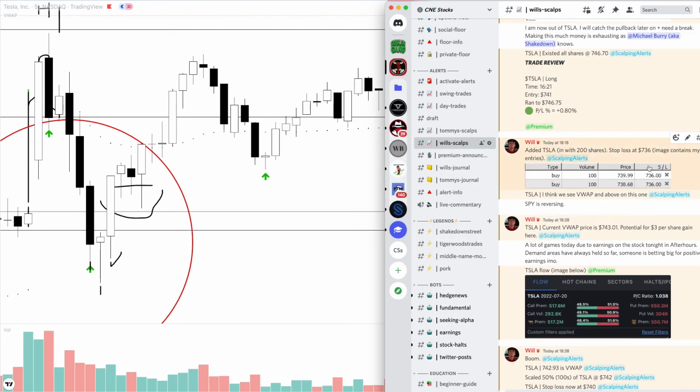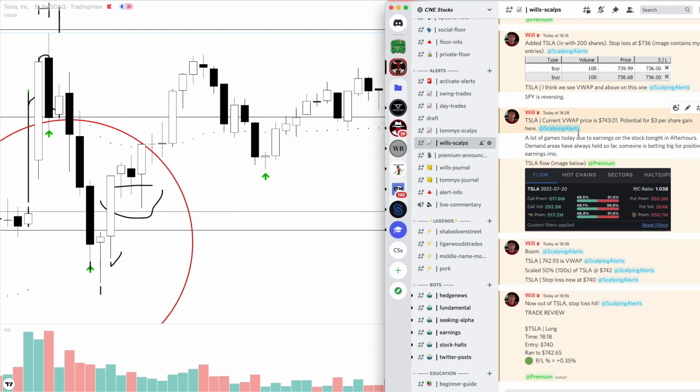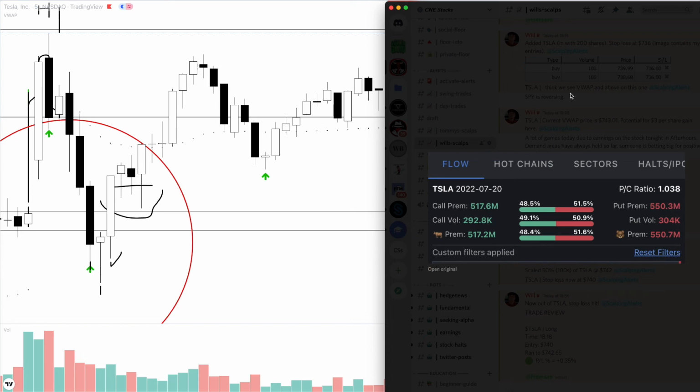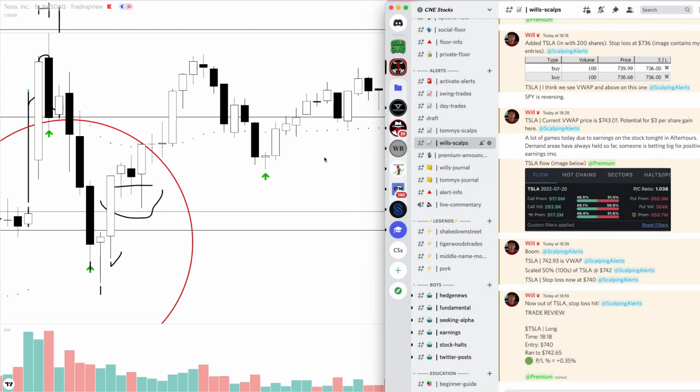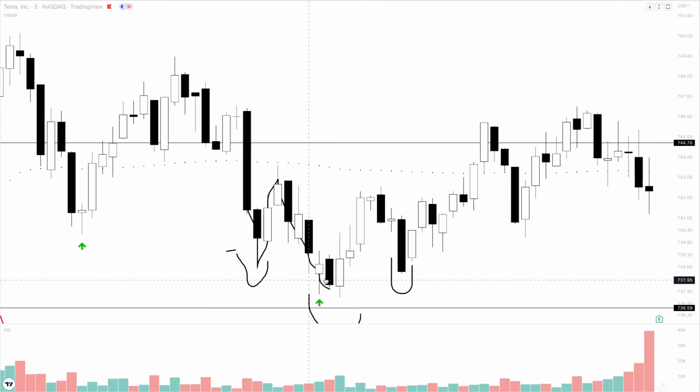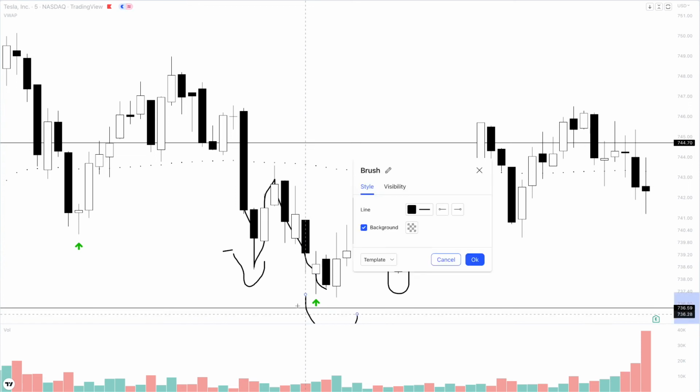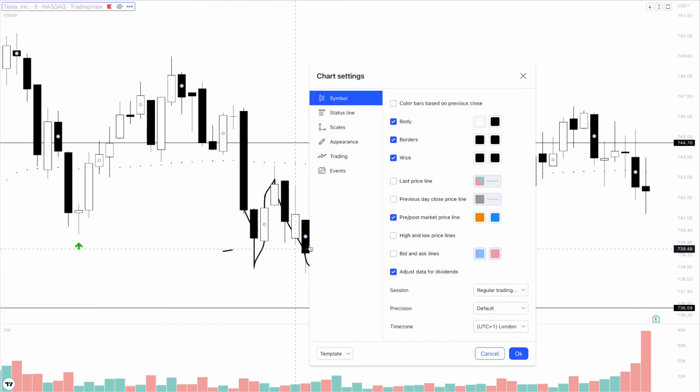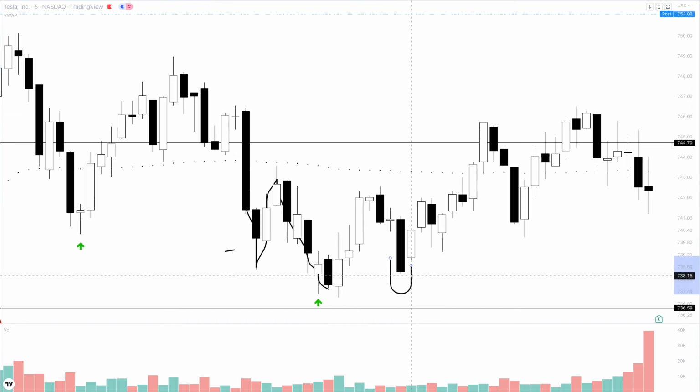Last setup of the day was Tesla again. I added 200 shares on this one because I was very, very confident in the setup. As you can see, my entries are here, so I added 100 at 739.99 and then another 100 at 738.68. Stop loss at 736. I also highlighted the option flow for Tesla as earnings were in after hours. So this was this setup just here, this head and shoulders pattern, bottom of trend.